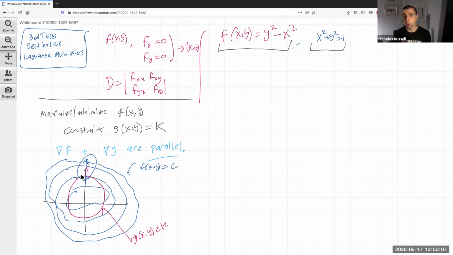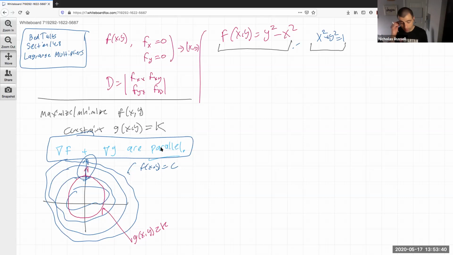So my ultimate goal is to find where my gradient of f and my gradient of g are parallel. If I can find those points, this gives me all the points that can be maximums or minimums on my constraint here. There are many reasons why this is, and I'm not going to get into technical details. My point in this video is to show you the techniques to solve these problems. But the ultimate goal here is to find where these gradients are parallel.